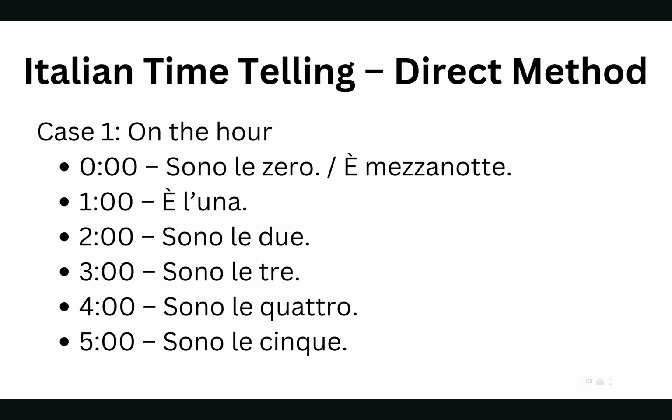Now let's dive into the methods of telling time in Italian, beginning with direct method. Case 1. On the hour. Please repeat after me. Sono le 0. Mezzanotte. È l'una.